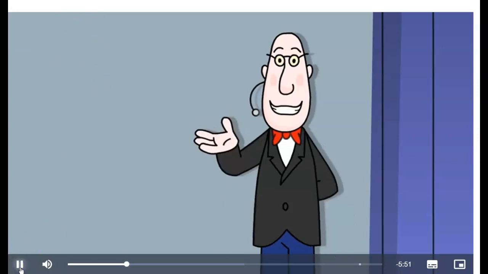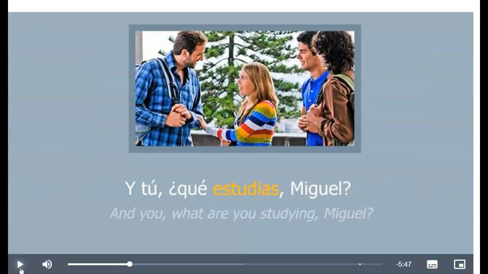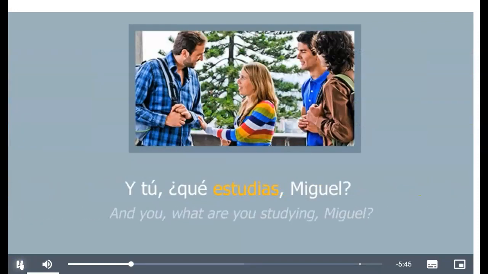Check out these sentences. Juan Carlos estudia ciencias ambientales. Let me drag that back just a bit. So that's your example underneath the box of estudiar conjugations. And that means Juan Carlos is studying, estudia. Notice how the ending changed. Is studying environmental sciences. The next example is right next to that. Estudia ciencias ambientales. ¿Y tú? ¿Qué estudias, Miguel? And you, what are you studying, Miguel? We know the y tú and what. Now notice the verb is going to go here, and then our subject, Miguel, is at the end.